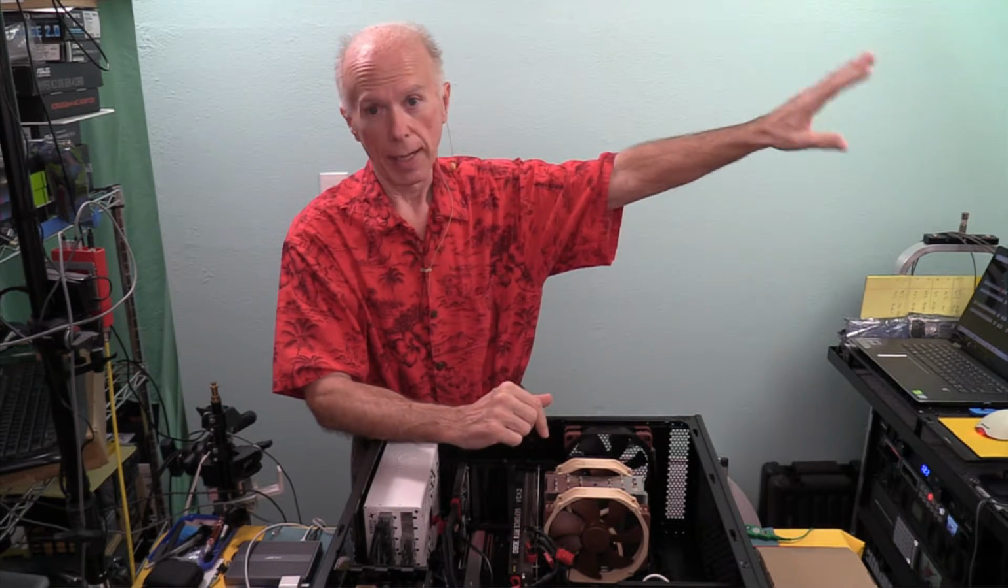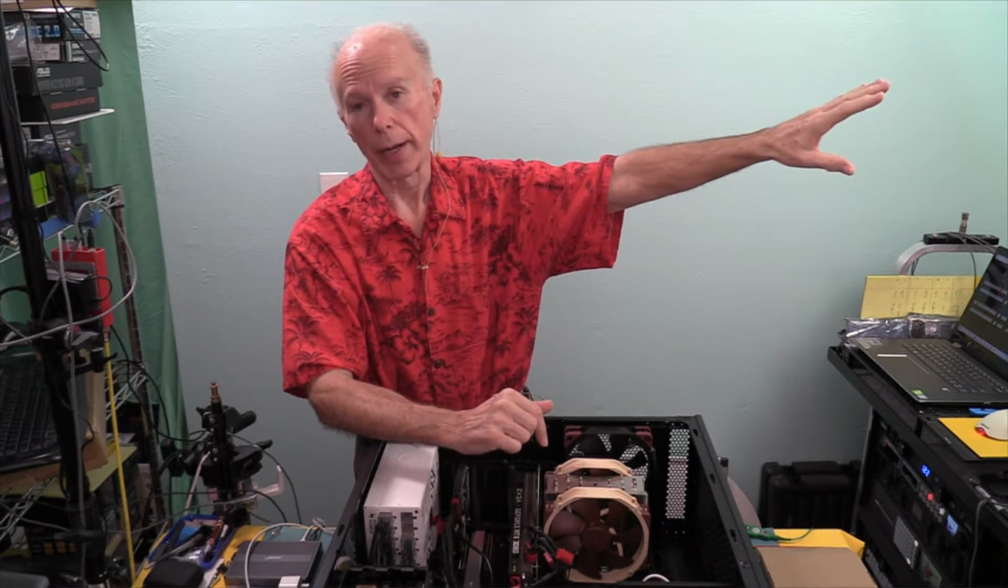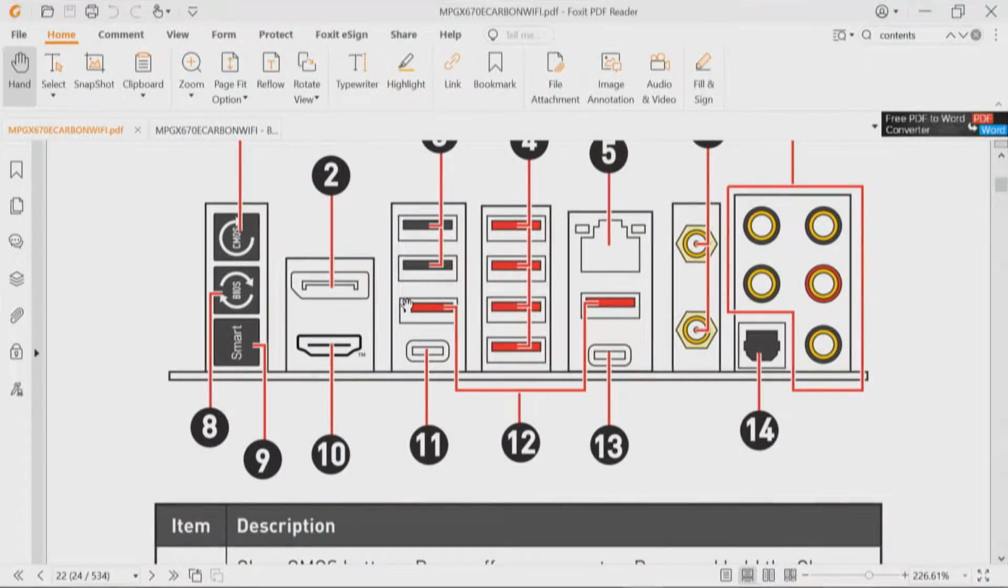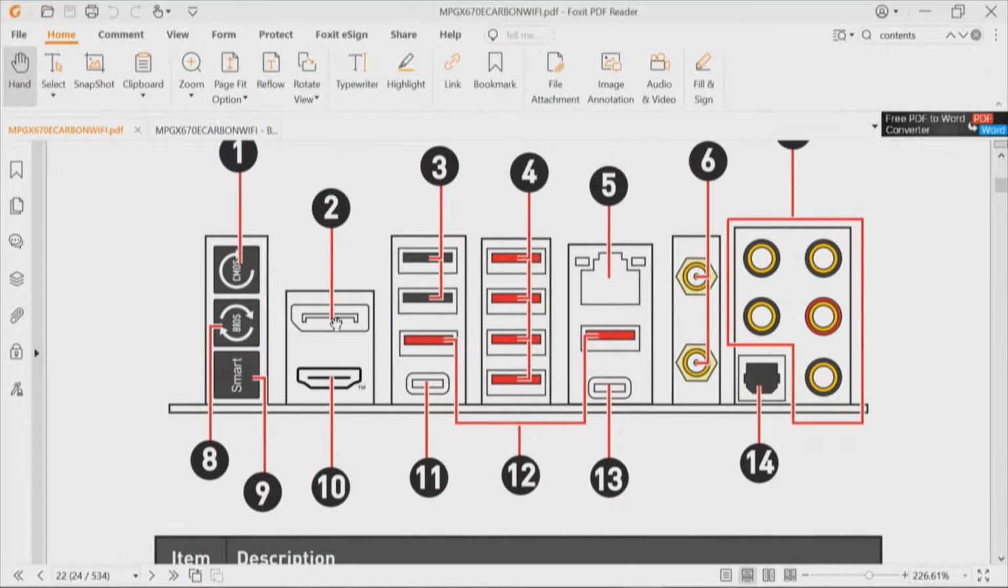And I like the layout of this board. Let's look at the I/O panel now and see how that comes out. Now to reiterate, on these back panel connectors, number 2 and number 10 are DisplayPort out and HDMI out, and then number 11 is that 10 gigabit port for DisplayPort alternate mode. That's how you're going to support 3 monitors with the onboard video if you choose to.